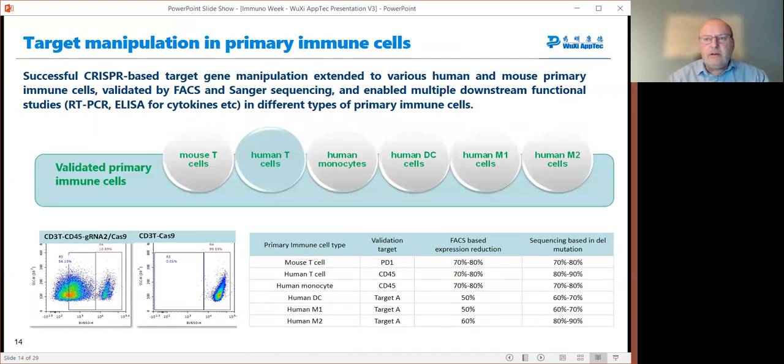To broaden the utility of our gene manipulation platform, we've successfully extended the implementation to various human and mouse primary immune cells, validated by sequencing and cell sorting. This enables multiple functional assays in modified primary cells, including RT-PCR and ELISA for cytokine measurements. On this slide, we show some of the scope of this application in mouse and human T cells, human monocytes, dendritic cells, and macrophages.